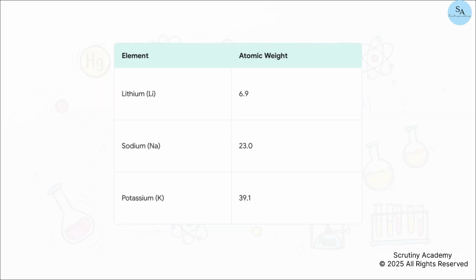Just take a look at this example with lithium, sodium, and potassium. If you average the atomic weights of lithium and potassium, you get 23, which is the exact atomic weight of sodium. I mean, that's pretty cool, right? It was a groundbreaking idea, but it was just a starting point. This triad system, well, it only worked for a few elements.